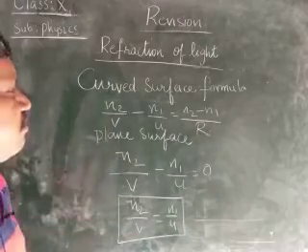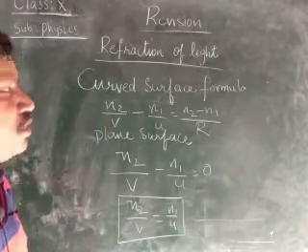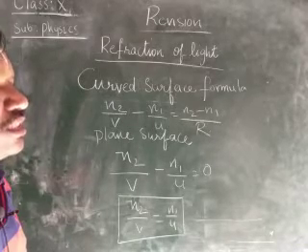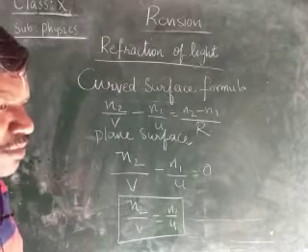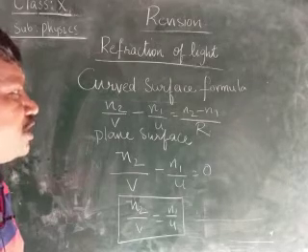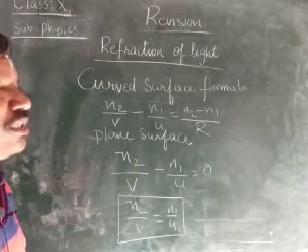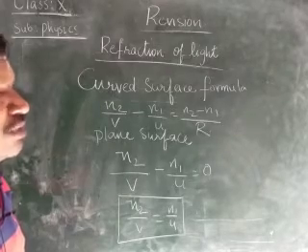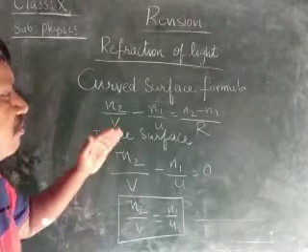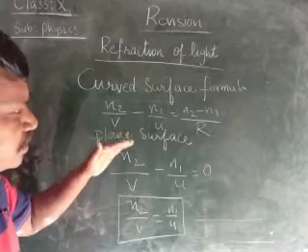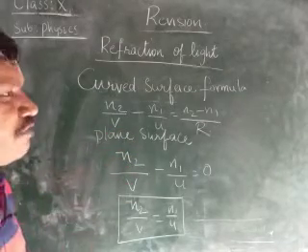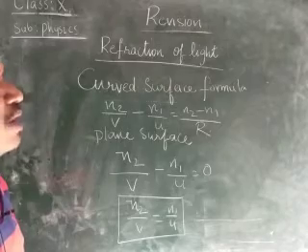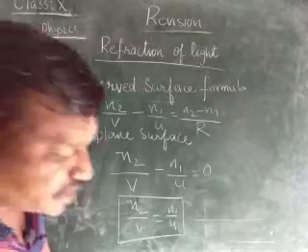In the same way, in N2 by V minus N1 by U, N1 is the refractive index of the first medium, and V and U are the image distance and object distance. Like that, we write. The questions will be asked based on the formula, children. And in the same way, the problems are also there. Already we discussed the problems.